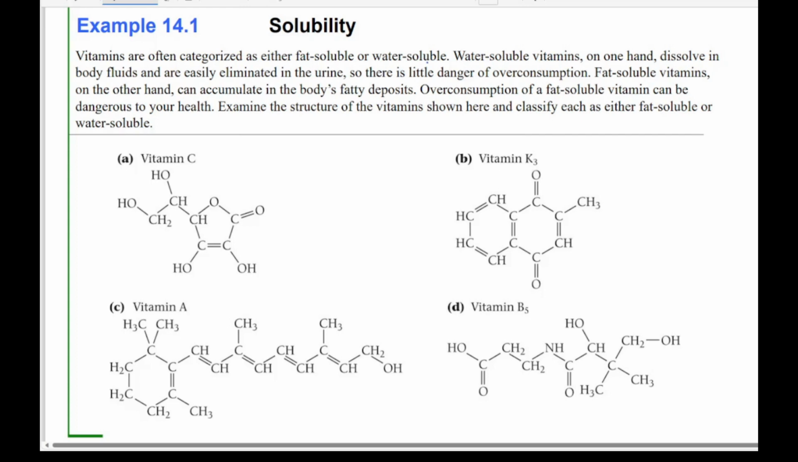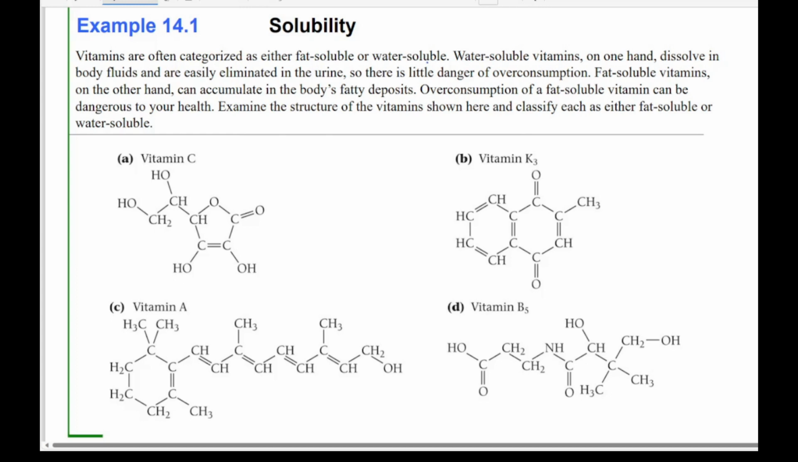In our first example of Chapter 14, we'll examine the concept of solubility. Remember the rule of thumb, like dissolves like? Well, we'll use that rule of thumb here to perform a qualitative analysis and determine whether some molecules are fat or water soluble.